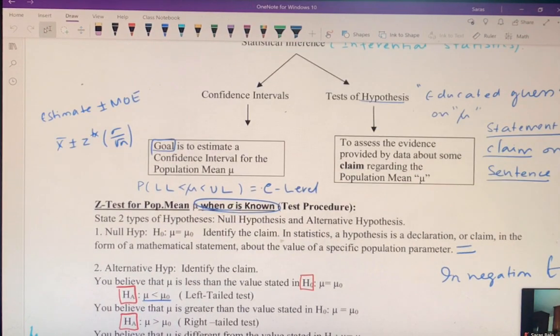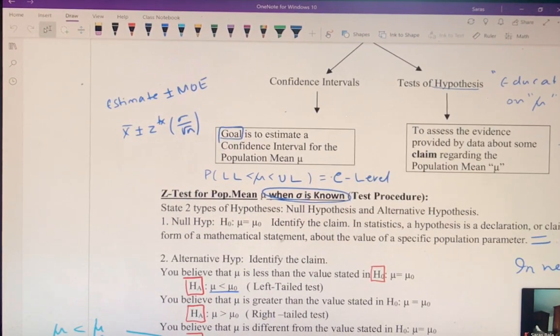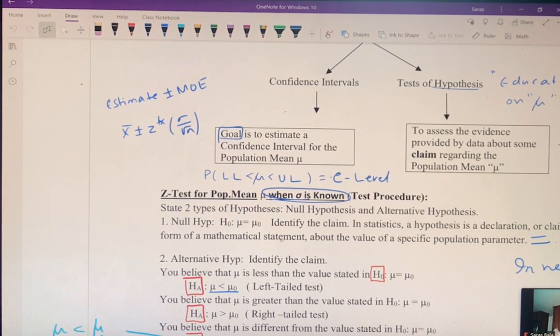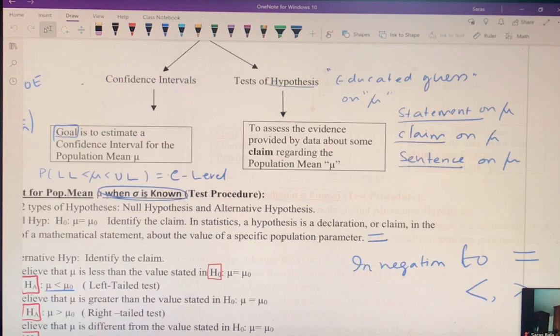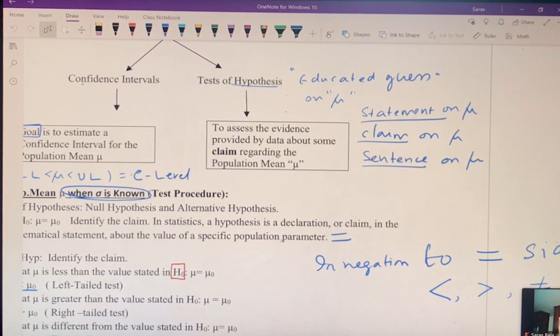All right. So here I'm going to say the two branches again. One is the confidence intervals. Our goal was to find the probable limits for mu based on your confidence level, which is C, and when sigma is known, you got the two numbers. So using the formula, you see that. But in the second half, the testing of hypothesis, you are going to assess the evidence provided by the sample data about some claim or sentence or statement regarding the population mean mu.